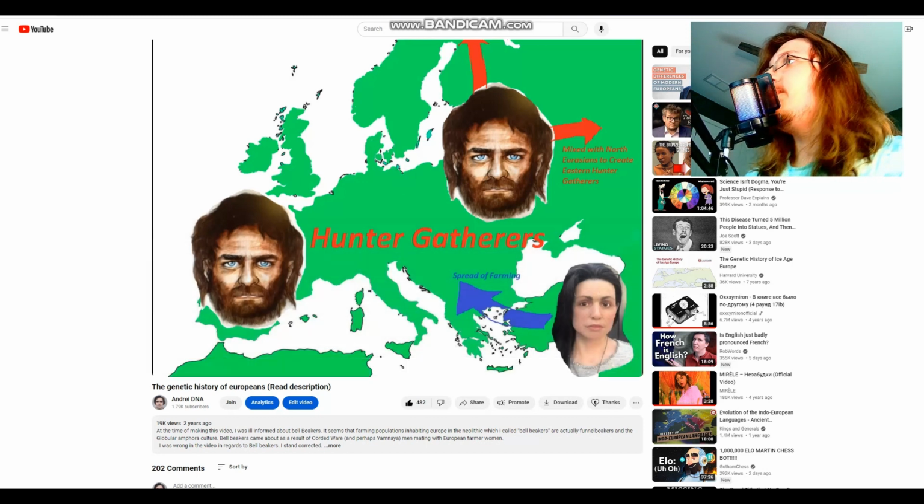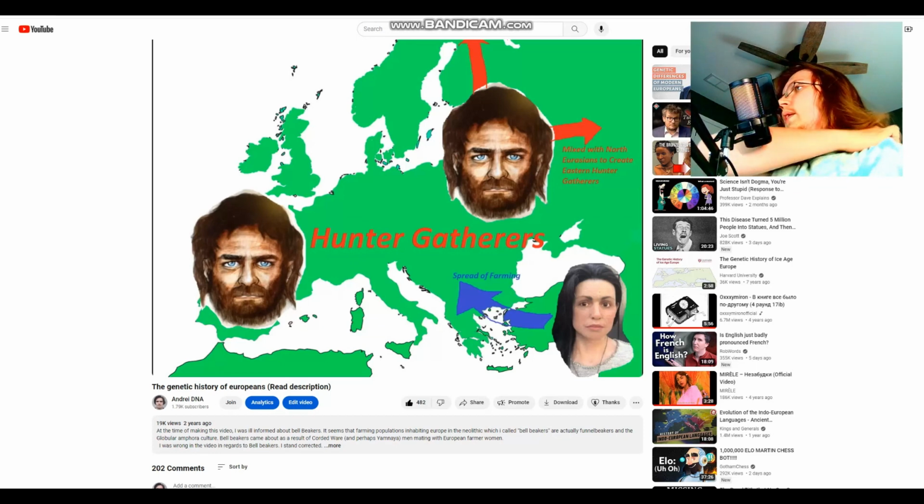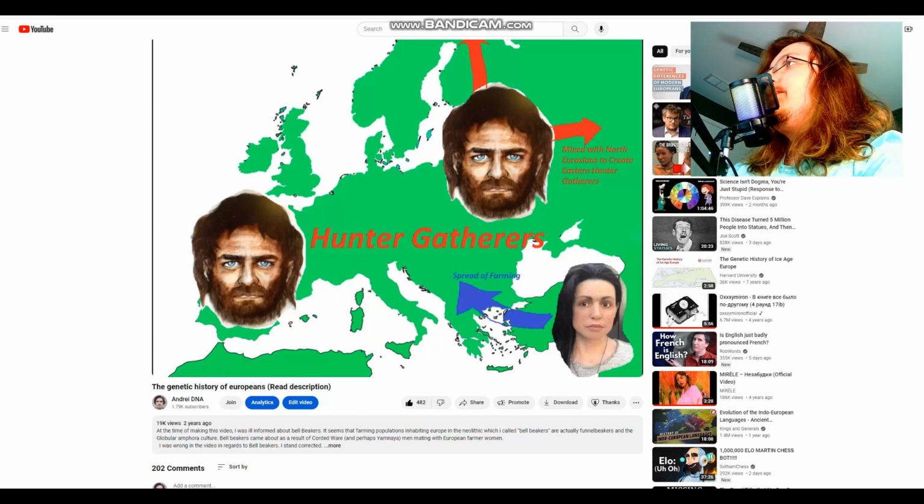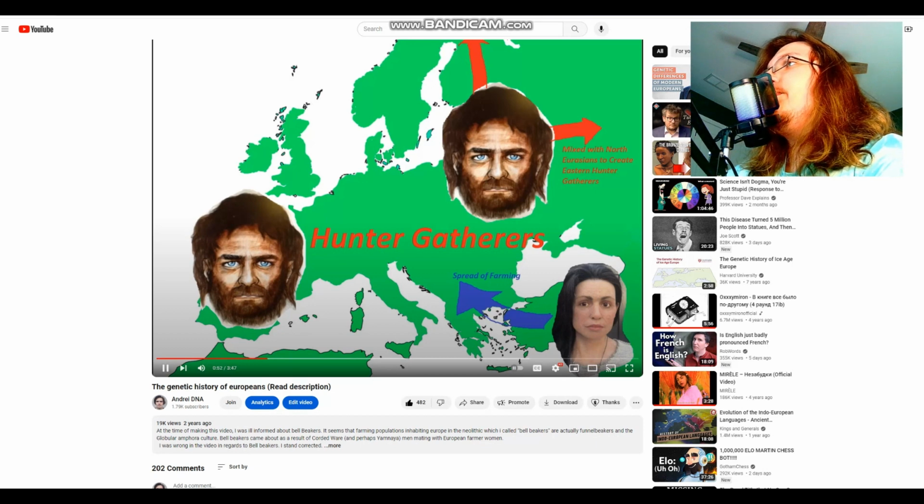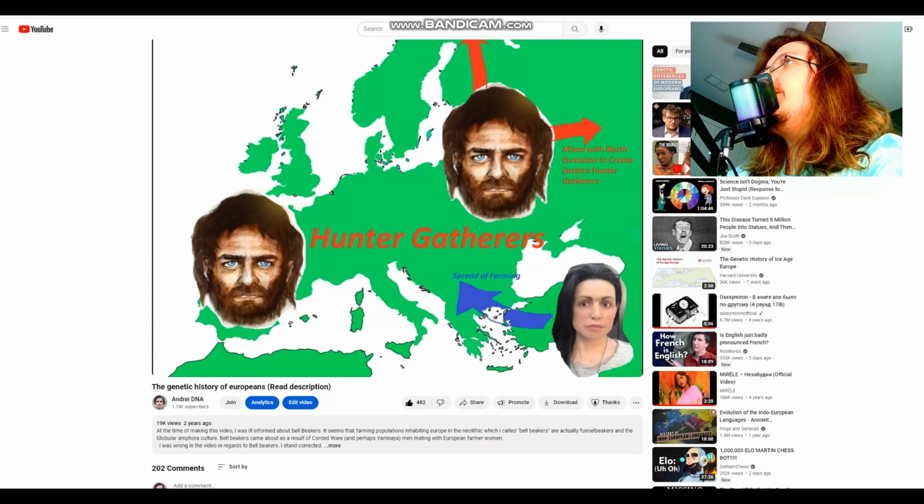Coming into Europe through Greece and the Balkans and spreading the practice of farming into Europe. The ice is retreating from Europe, so the hunter-gatherers are moving north and east, as well as northwest too. They're moving into Scandinavia.